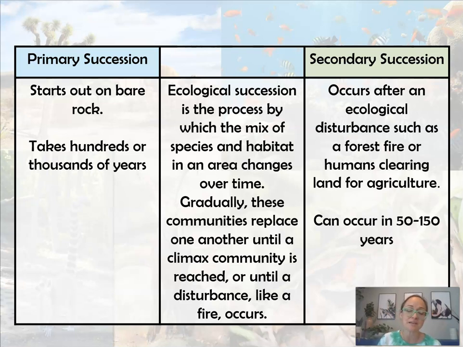We can also see secondary succession in rainforests, where sometimes conservation groups can buy a previously cleared region of the rainforest and then allow it to regrow, and that would be secondary succession.